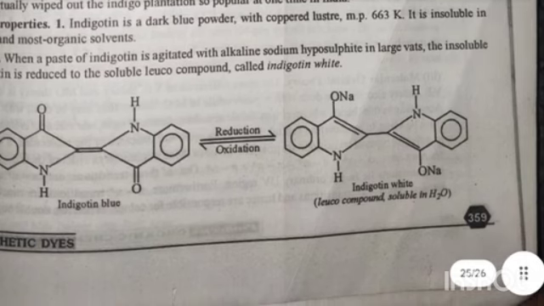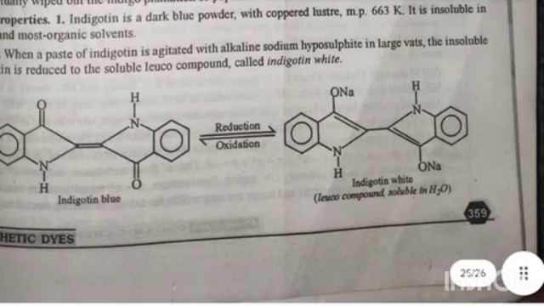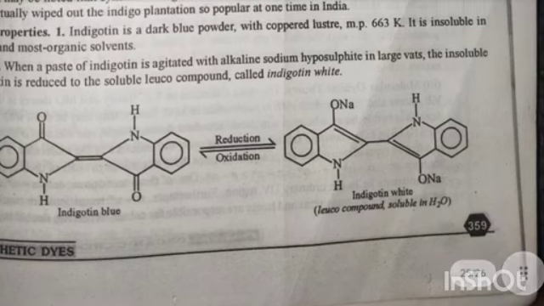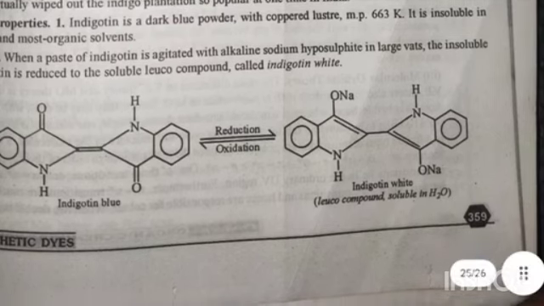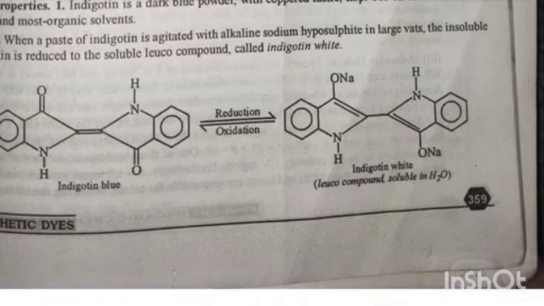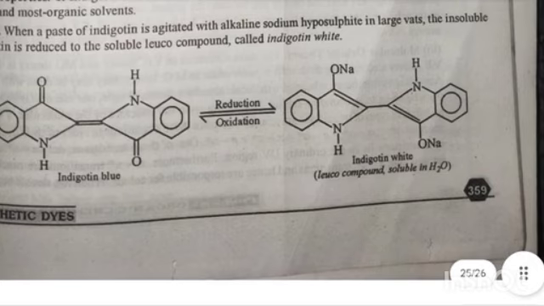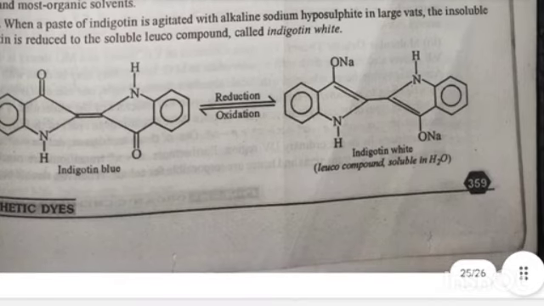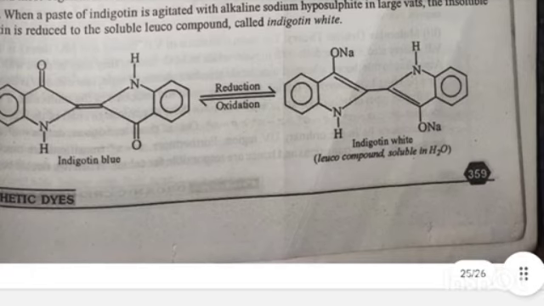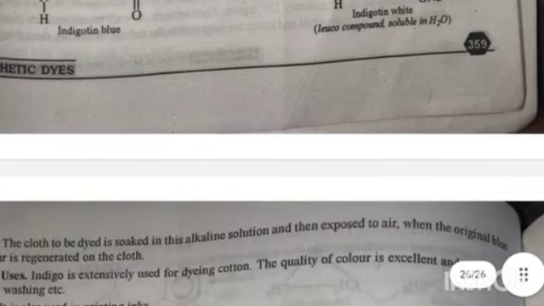Properties: indigotin is a dark blue powder with a coppery luster and melting point 663 Kelvin. It is insoluble in water and most organic solvents. When a paste of indigotin is agitated with alkaline sodium hyposulfite in large vats, the insoluble indigotin is reduced to the soluble leuco compound called indigotin white. On oxidation, indigotin white gives back indigotin blue.